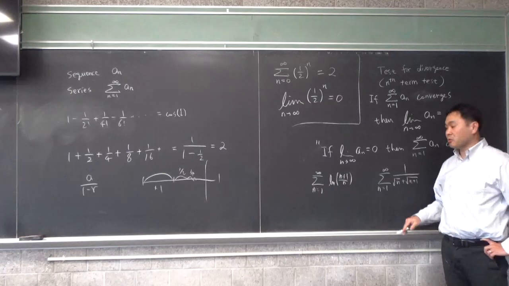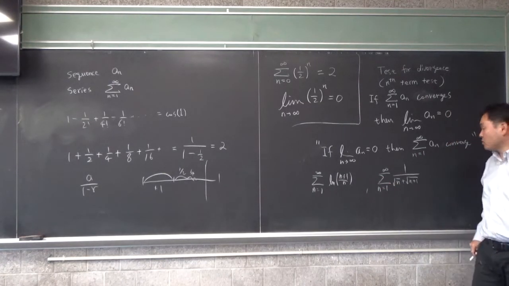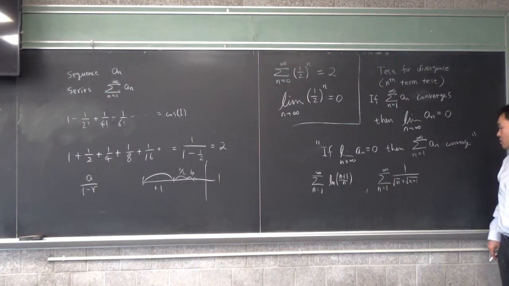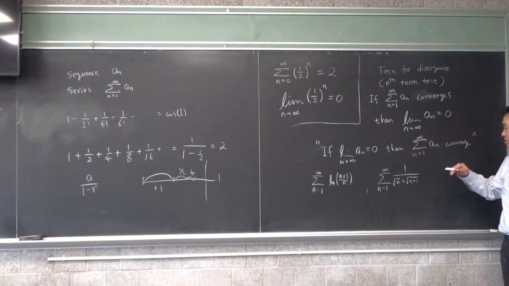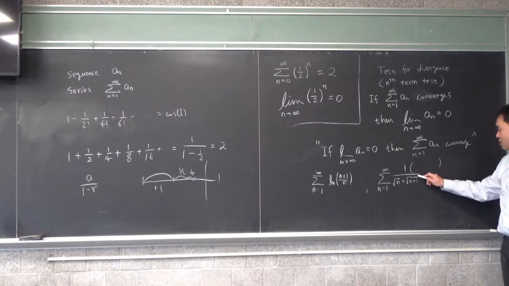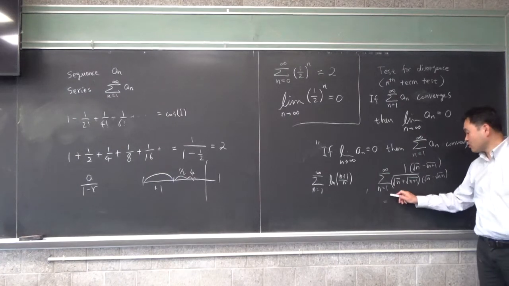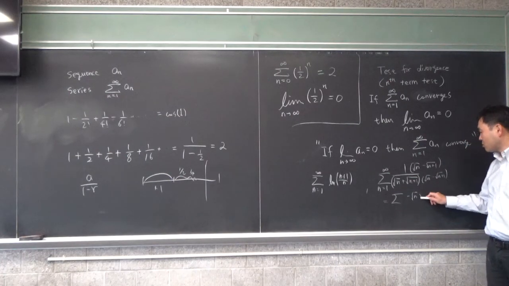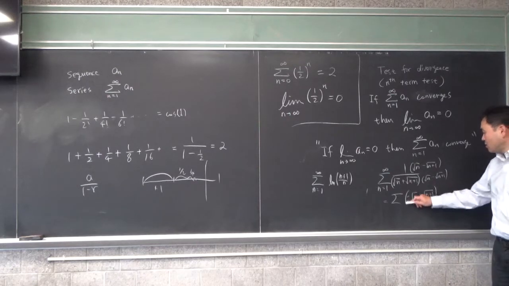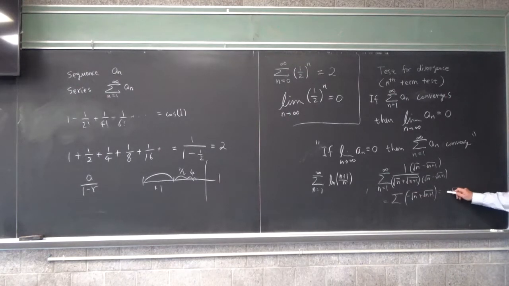Both were telescoping series, and I showed that these both give you infinity. Whereas this one, to quickly explain how I did it, I multiplied the conjugate top and bottom, right? And the result is that this turns into the summation of negative square root of n plus square root of n plus 1. So if you write it out, it's negative square root of 1 plus square root of 2, plus negative square root of 2 plus square root of 3, and so on.